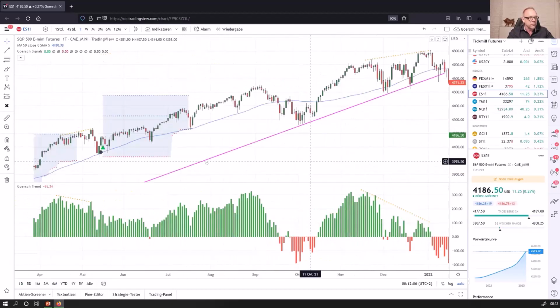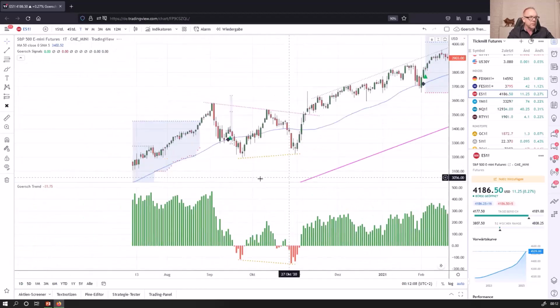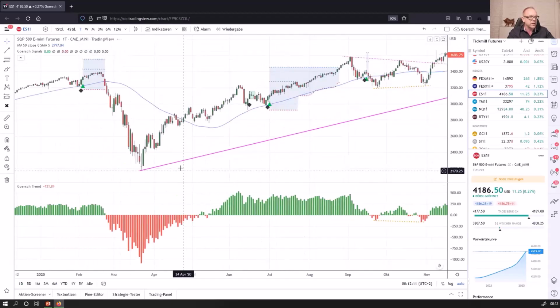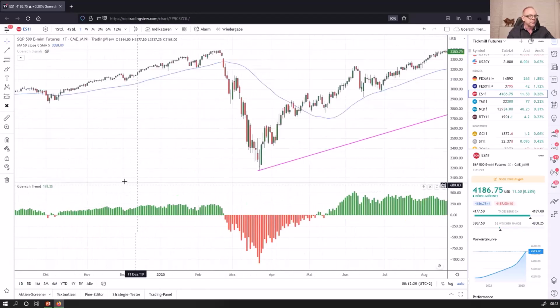So if we take a look at the history, I'm just going to show you very quickly how it works. What's important is to always check first: is the market in an uptrend or in a downtrend? Here, starting in October 2019, we had a nice uptrend. We see the momentum is here, the bars are getting longer, and so all this way up here is a valid uptrend.